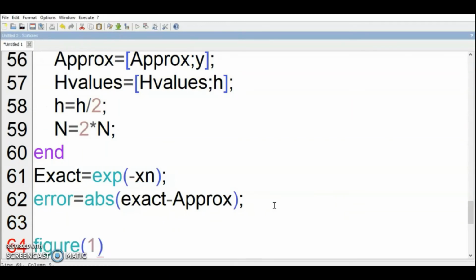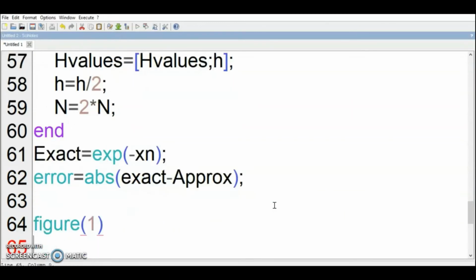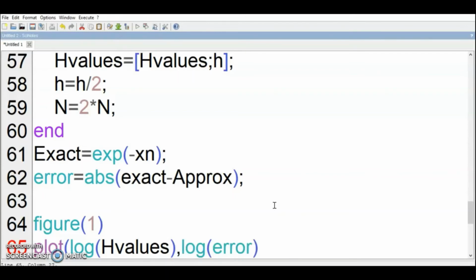Figure 1, and we have plot log of h values with log of error. Let's put it as red circle dash. Okay, I guess we are almost there.